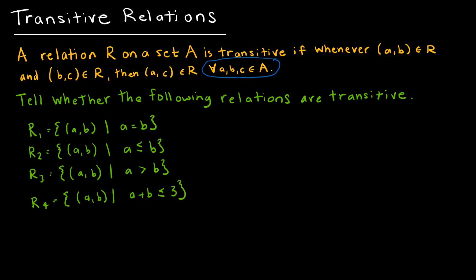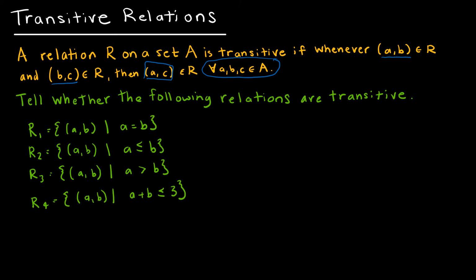So in this case, when we're looking at transitive, we're saying whenever A comma B is an ordered pair in the relation and B comma C is an ordered pair in the relation, that implies that A comma C must also be an ordered pair in the relation. So if I can show that that's not true by some counterexample, then it's not true, even if there are elements that actually work.